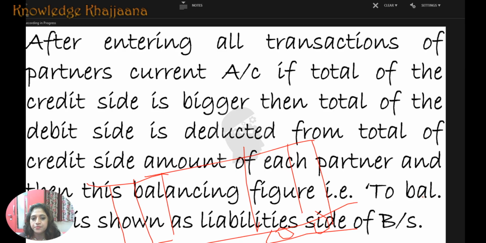Okay, the total of the credit side amount of each partner is done for both of them. Then there would be a balancing figure, that is the balance carried down. This balance carried down is shown on the liability side of the balance sheet. Where will it go? This same amount will go to the liabilities of the balance sheet.